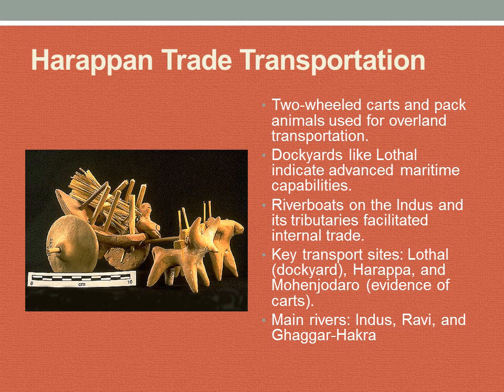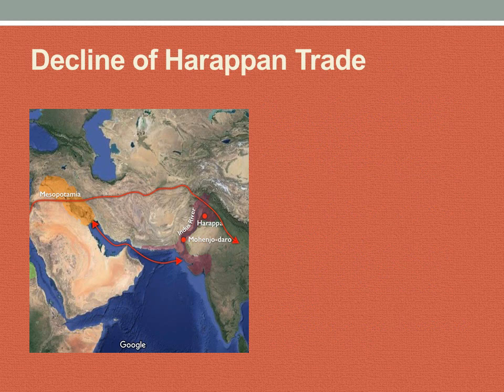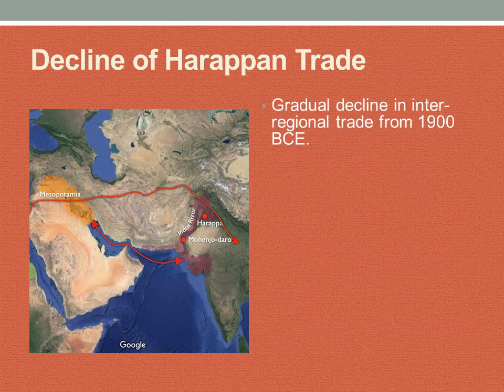Now Indus and Ravi are two of the most important rivers which are existing even today, but Ghaggar Hakra, which is presumably the Saraswati river, is not existent right now. Now, decline of Harappan trade. Why did the Harappan trade decline?